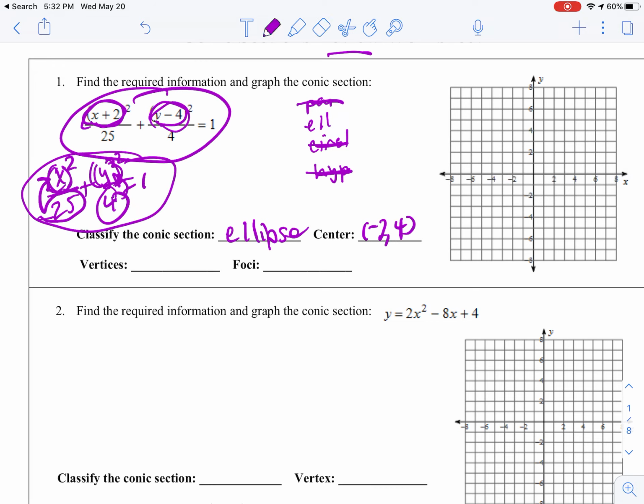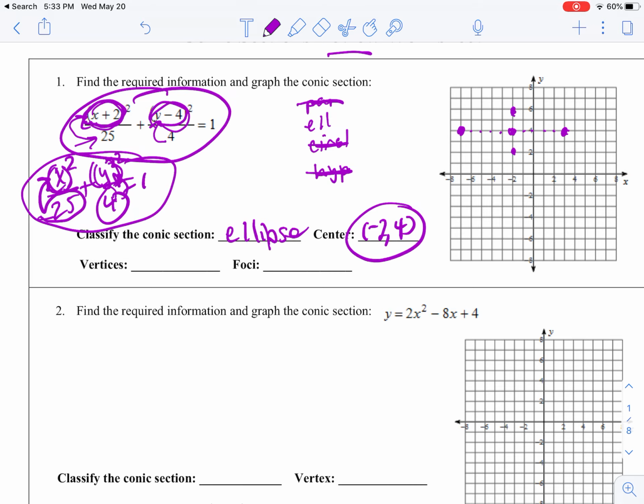Anyway, what I do is I start to graph as I find things. I know it's an ellipse. I found my center at -2, 4. And so that's what this tells me. This number under the 25 tells me to go across, because it's under X, from my center, 1, 2, 3, 4, 5. And I'm going to go back 1, 2, 3, 4, 5. Then I'm going to go up and down on the y-axis 2.